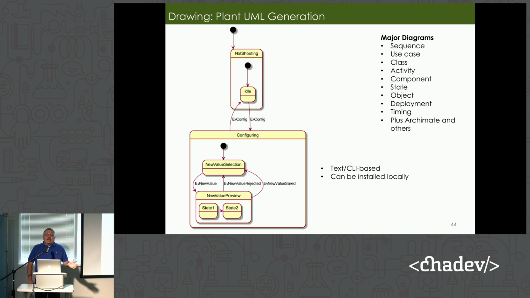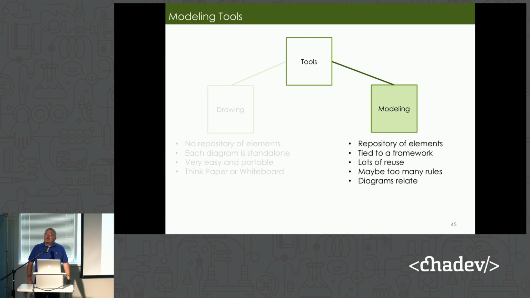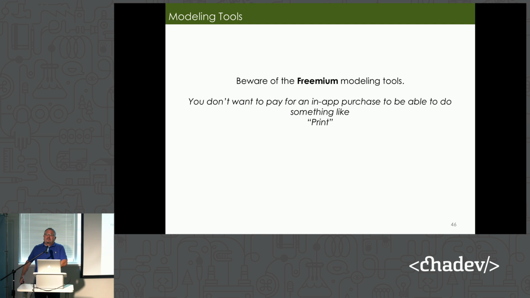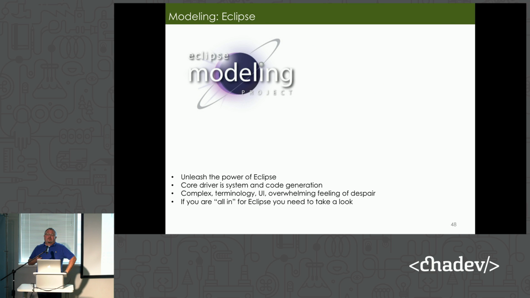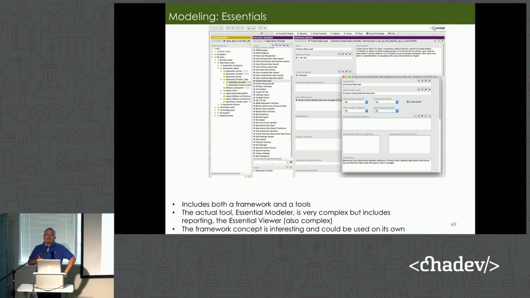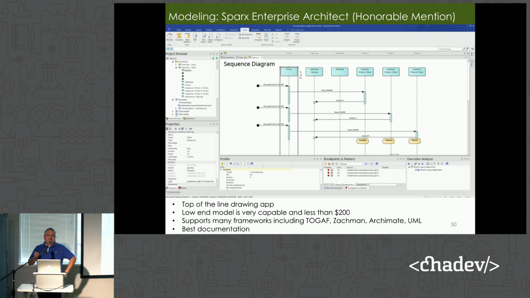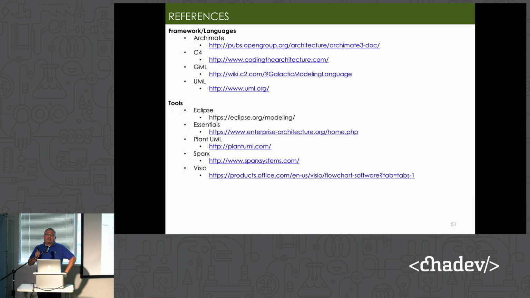Great deal. PlantUML, open source for creating UML diagrams. You can go to a command line, type some stuff, and it will generate diagrams like you see there. Own the modeling tools, own the repository pieces, watch out for the freemiums. Sometimes the freemiums will not let you do certain things like print, so you have to be careful. There's Archi, there's Eclipse, which is built in. There's Essentials, Sparx, and I wasn't going to say much about these anyway, and references.